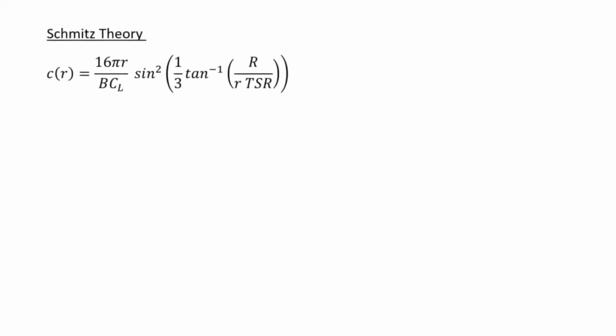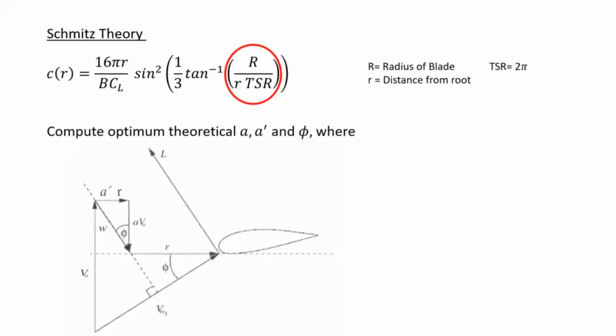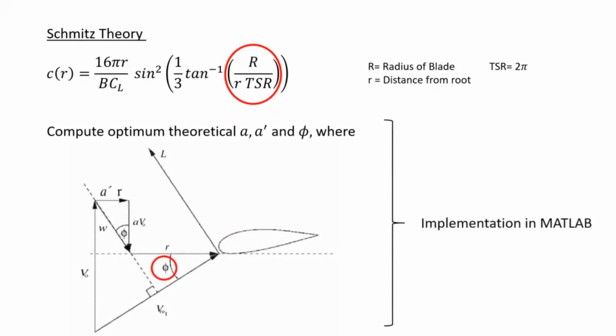Firstly, we calculated the optimum chord lengths using Schmidt's theory along the blade section. The optimum chord length should be inversely proportional to the radius. The theoretical induction factors, along with phi, which is the angle between the plane of rotation and the relative velocity, were calculated. Whilst the angular velocity of the blade is constant, the linear velocity increases as r increases.